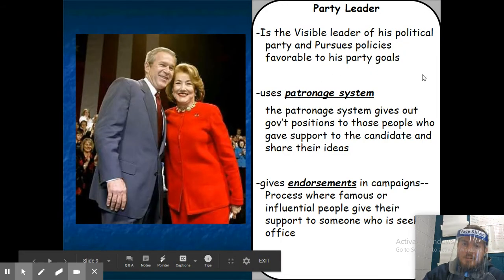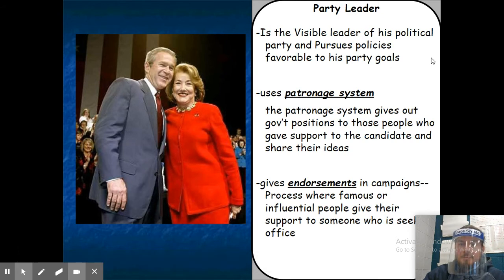So he is also his party leader. He's the visible leader of his political party and pursues goals that are favorable to the party that he is a part of. He uses the patronage system, which gives out government positions to those people who gave support to the candidate and share their ideas, aka people in their party. He gives endorsements in campaigns. It's a process where famous or influential people give their support to someone who is seeking office.